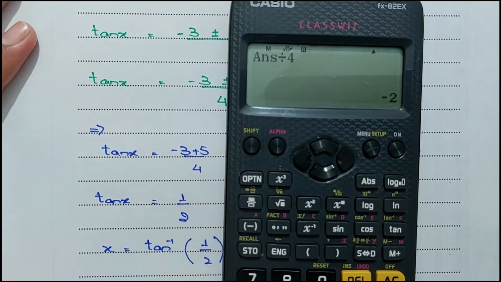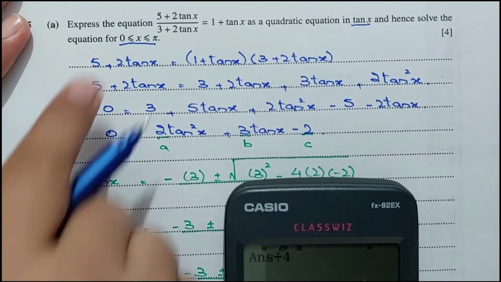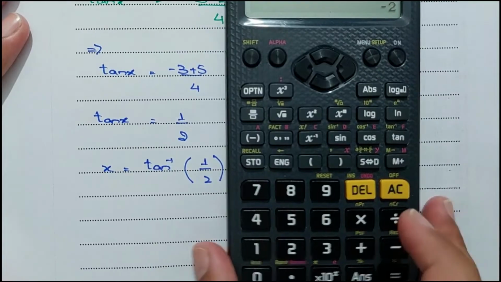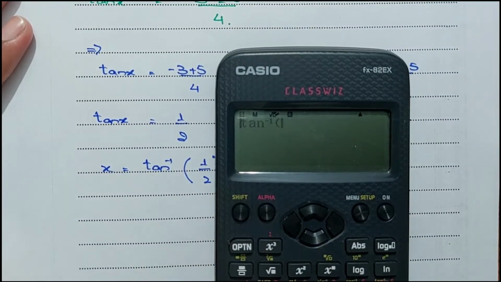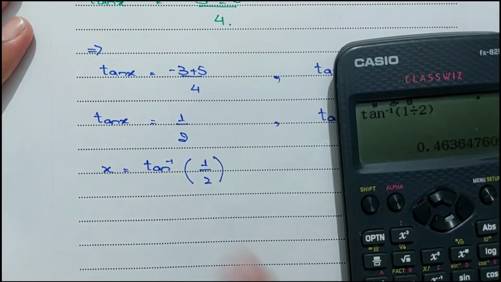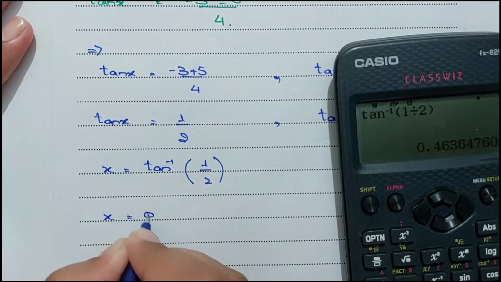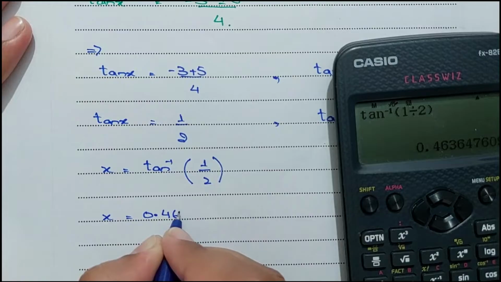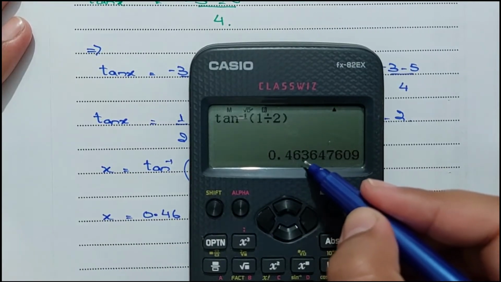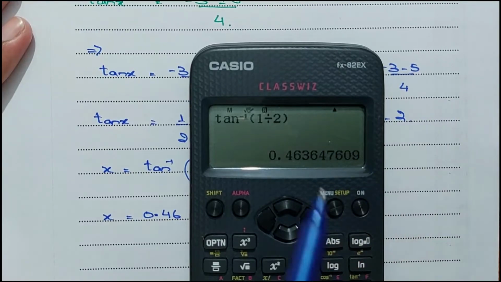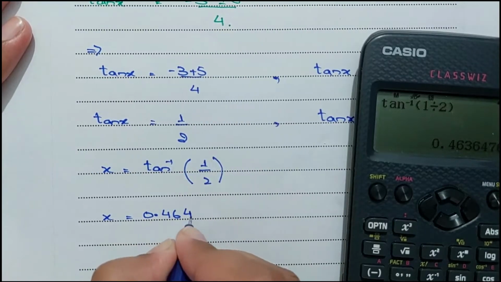So you can see the domain is in radians, 0 to pi. X values should lie between 0 to pi, so my calculator should be in radians, right? So tangent inverse of half is going to be 0.4636. X is equal to 0.4636. I round this 3 to 4. This is my x.